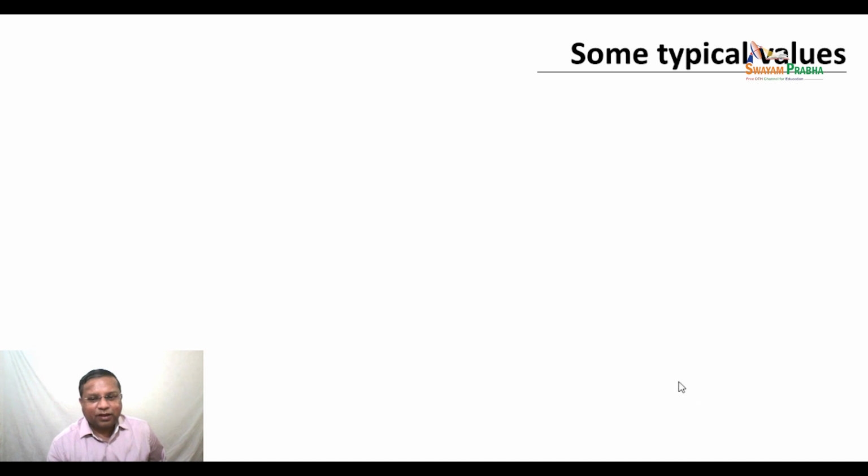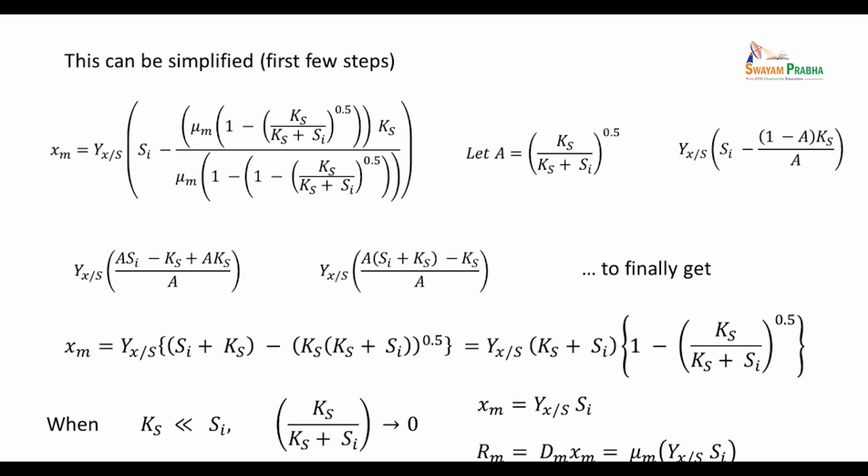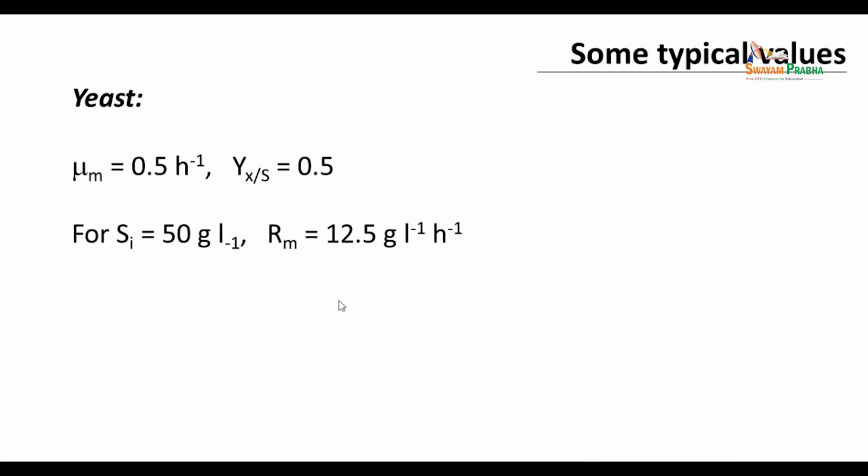Let us look at some typical values to get an idea of the productivities here. For yeast, the maximum specific growth rate typically is about 0.5 per hour. The yield coefficient Yxs is 0.5. So if the inlet substrate concentration is 50 gram per liter, the maximum productivity, mu m Yxs Si, would be 12.5 gram per liter per hour. You can do the maximum productivity calculation for yeast here.